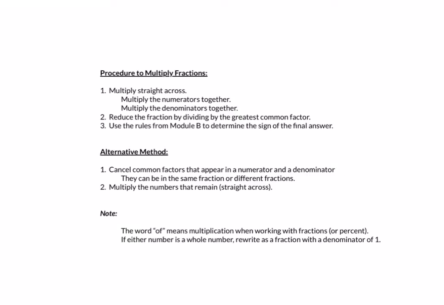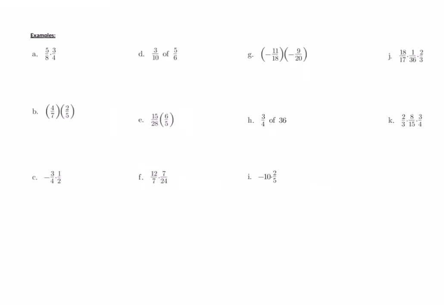Okay, so a couple things to note when we talk about multiplication. The word of by itself means multiplication when working with fractions. We will see it again when we talk about percent. Now, what if one of our numbers is a whole number? If either number is a whole number, we can start by rewriting it as a fraction with a denominator of 1. Put it over 1, and now it does have a numerator and a denominator. All right, so let's go ahead and look at some examples.